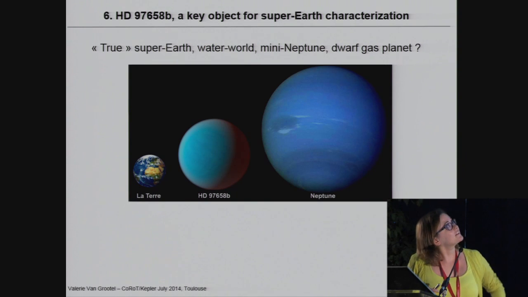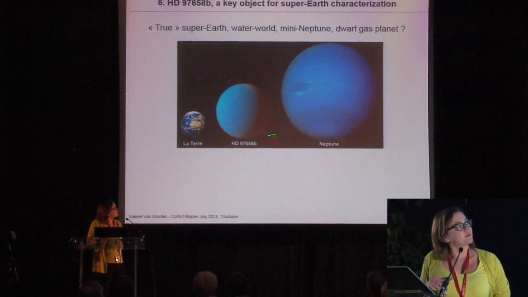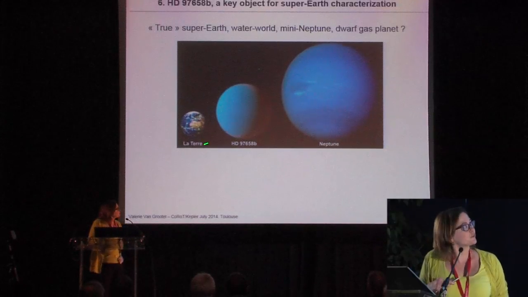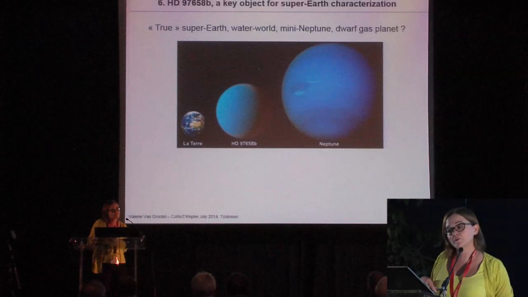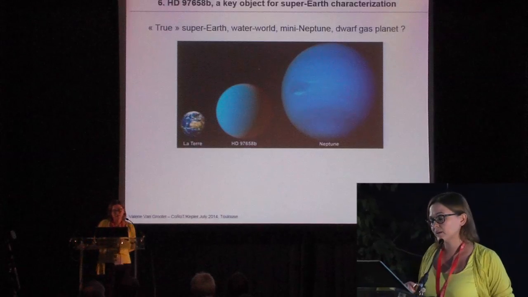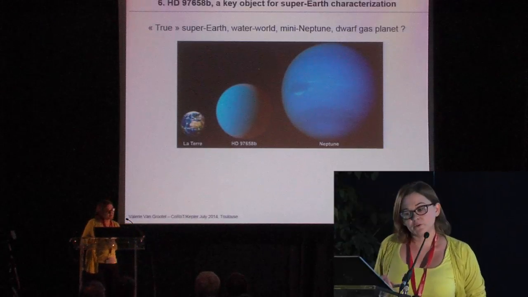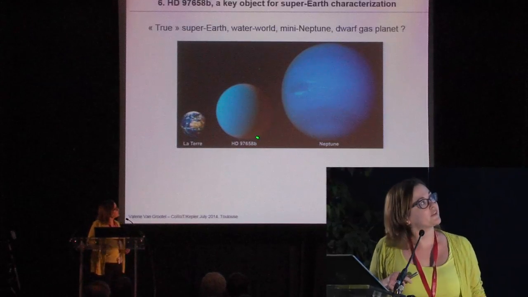So HD 97658, it's really what we call a super-Earth, an intermediate object between the Earth, which is the biggest telluric planet in our solar system, and Neptune, which is the smallest giant planet. So it's a kind of object that doesn't exist at all in our solar system. And theoretically, we can have a wide range of composition for that kind of object.